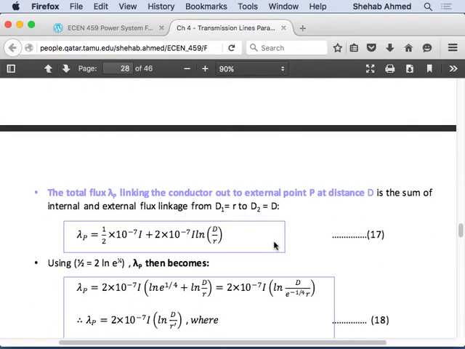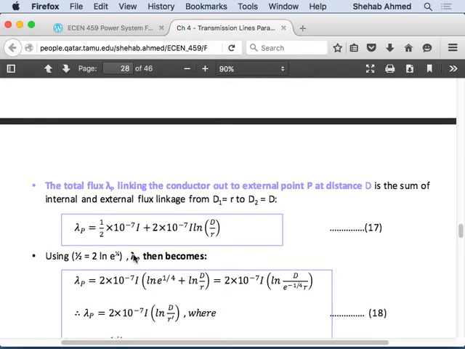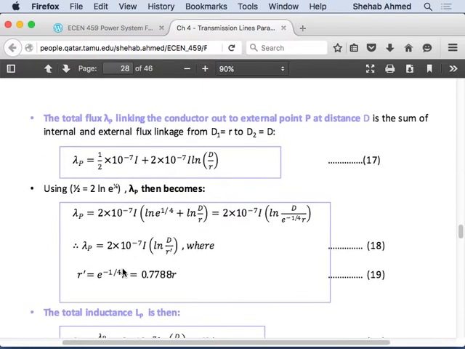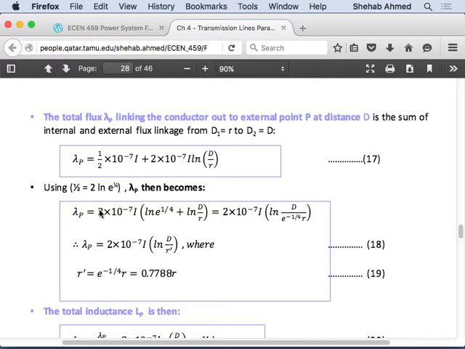So then we calculated the total flux linkage due to that conductor carrying current, which was this expression, right? After that, what did we do? We sort of simplified. We used some identities from the logarithms, and we also called e to the minus 1/4 r, r prime, just for simplification. And we calculated the flux linking this single conductor, from its core up to a point P in space, equal to 2 times 10 to the minus 7 I natural log d over r.